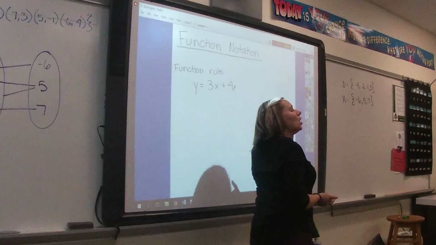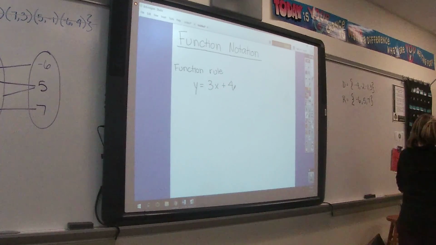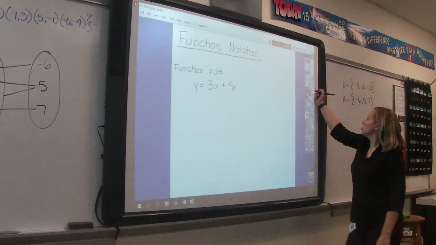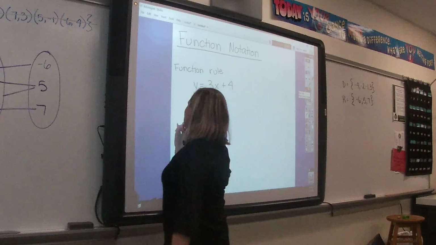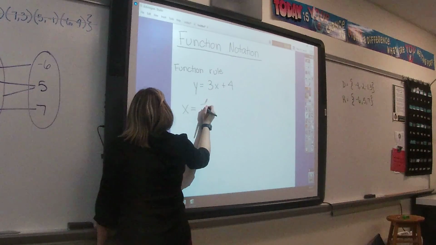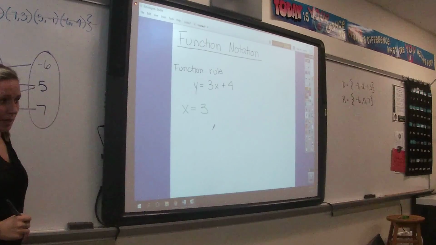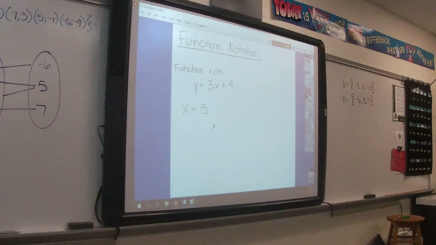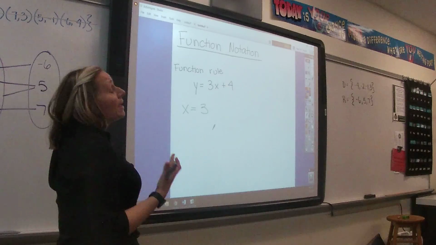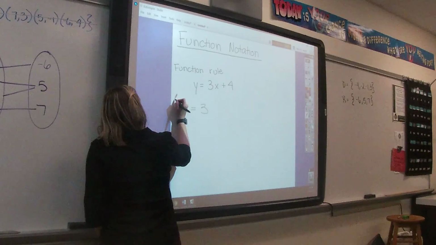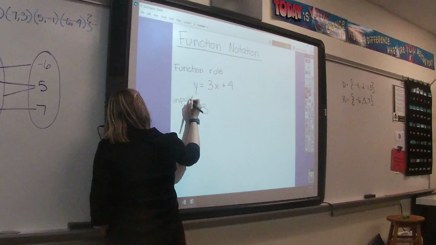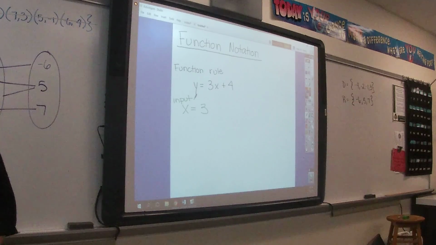Okay, so Charisma, what's your favorite number? 3. So let's say Charisma wants to know what would get paired up with 3. The x value we are going to refer to as our input value, which is super cool because right now we're adding a new name to the list. It can be an x, it can be an input, or it can be a domain. Those are all the same thing.